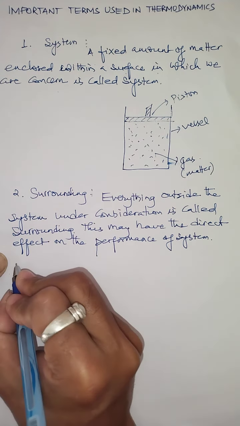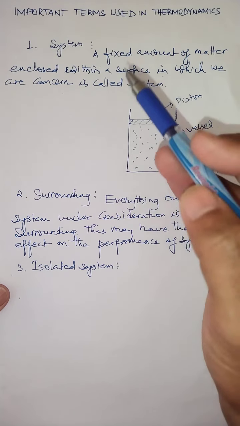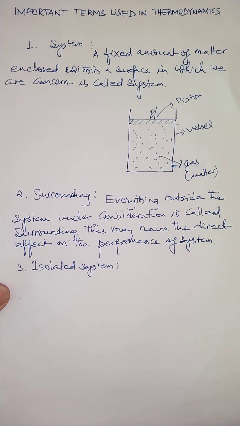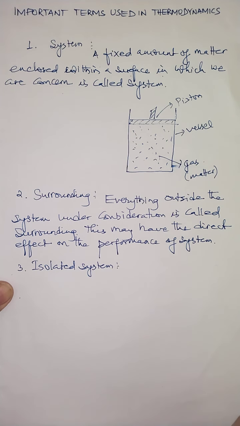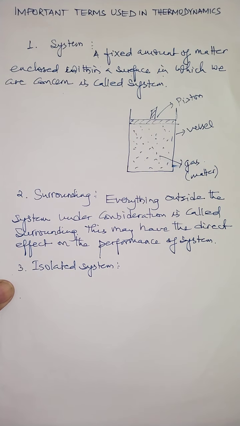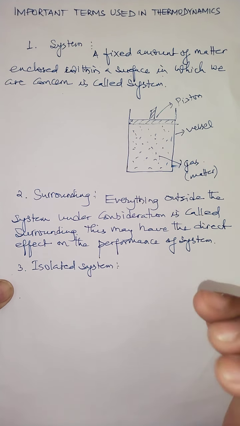Now we have number 3. The third term that we need to define is, children, the isolated system, used in thermodynamics. The word isolated means which has nothing to do with the outside. So in thermodynamics, an isolated system is that system in which there is no exchange of matter and even energy with any other body or system. That system is called an isolated system.